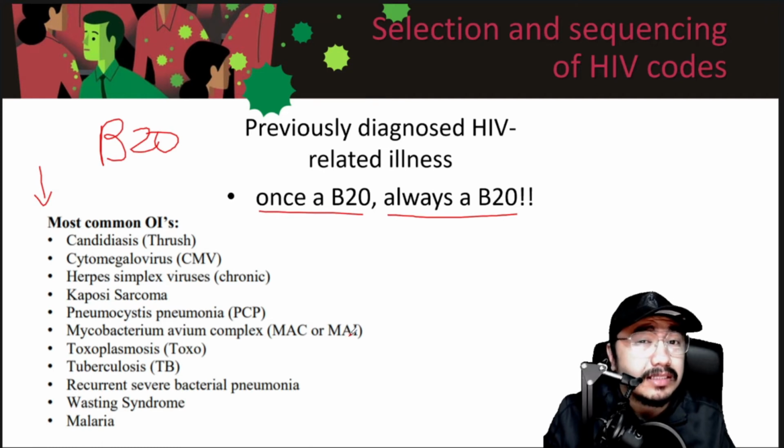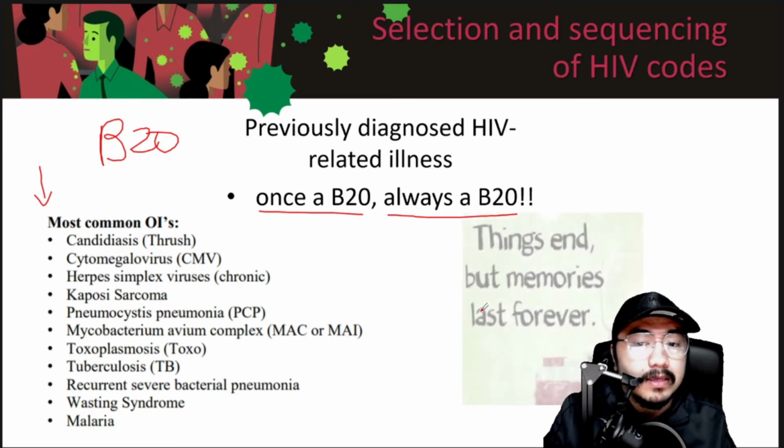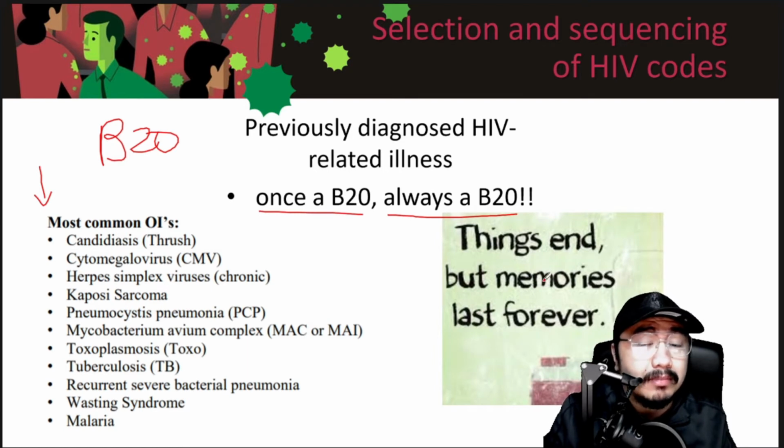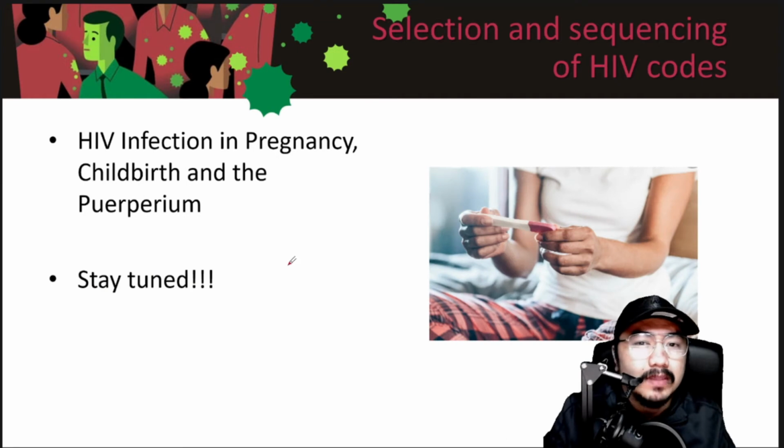Okay, you can also ask the doctor if this is an HIV related condition or not, in case you're confused. All right, so there's a saying: things end, but memories last forever. But in this discussion, things end, but B20 lasts forever, because there's no cure yet for B20. Once a B20, always a B20. Remember that. So for HIV in pregnancy, we'll be discussing this in future videos on your O codes.